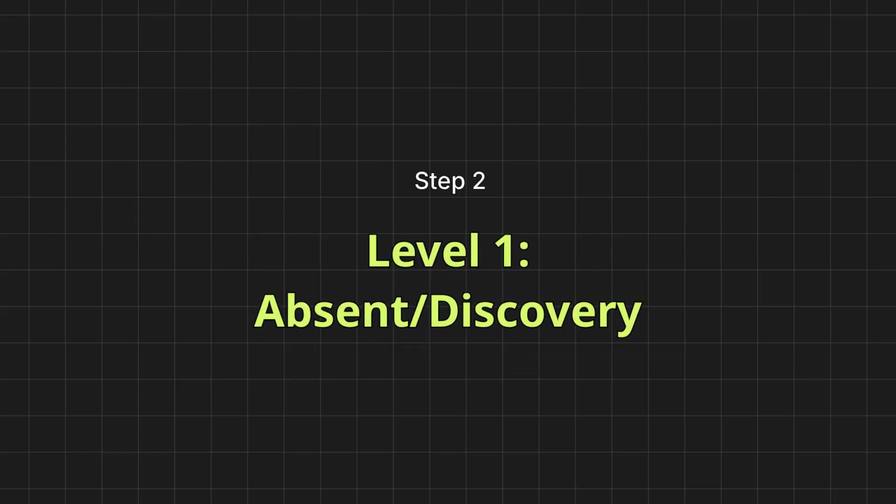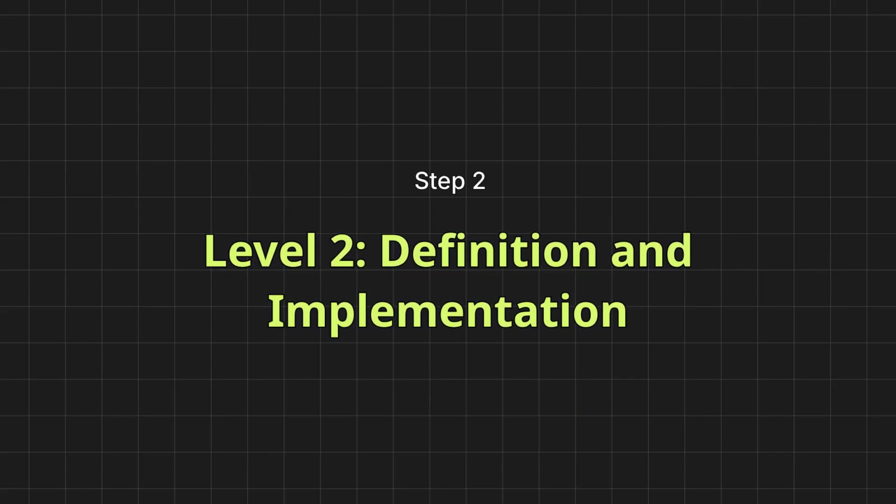The levels include Level 1, absent discovery. Project management processes are undefined or applied inconsistently and informally. Level 2, definition and implementation. At this stage, the project manager and team define and establish key project management practices to be used throughout the project.